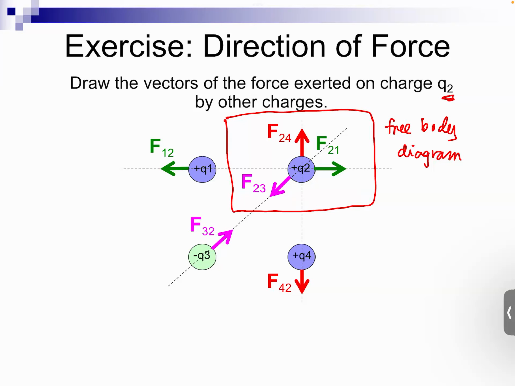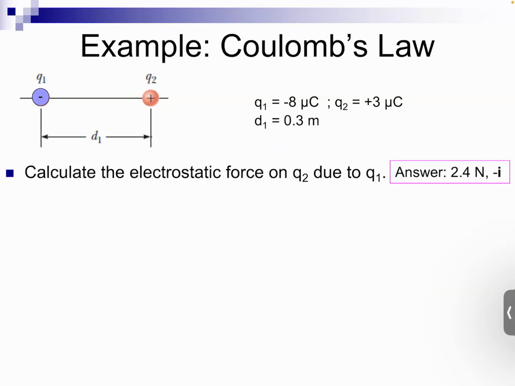So this is how you determine the direction. Now for the magnitude, let's look at this example. You have these two charges, Q1 and Q2. Q1 is negative, Q2 is positive. The amounts of charge are here. Take note that's microcoulombs, times 10 to the minus 6. And they are separated 0.3 meters apart. We want to calculate the electrostatic force on Q2 due to Q1.